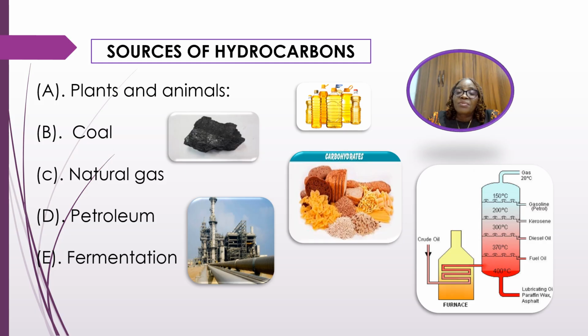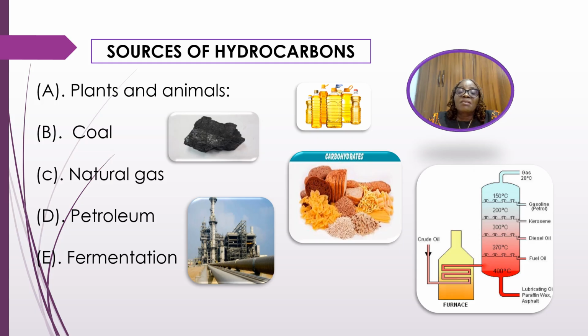Sources of hydrocarbons. The natural sources of hydrocarbons are as follows. A. Plants and animals. Organic compounds are obtained by isolation of cellulose, carbohydrate, fats, vitamins, oil, etc. B. Coal. Organic compounds are obtained from coke and coal tar through pyrolysis or destructive distillation. Coal is a solid fuel.